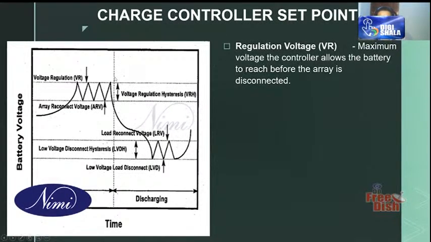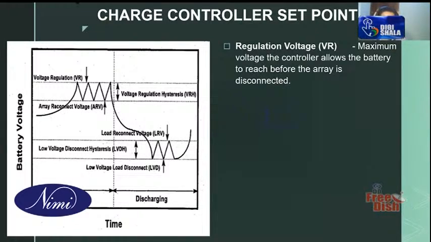That is the maximum voltage the controller allows the battery to reach before the array is disconnected. It should not go above 13 volts, that is preset. When it attains 13 volts, your battery is fully charged, the controller senses the battery charge, and the charging will stop. Now your battery is getting discharged. Simultaneously your battery is also getting discharged to the load. So what happens?